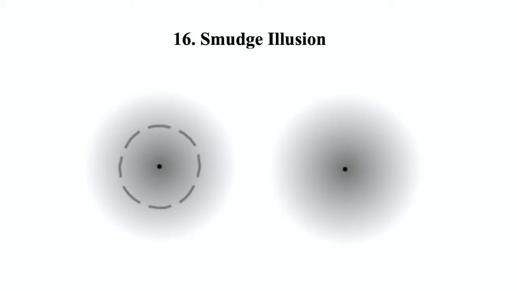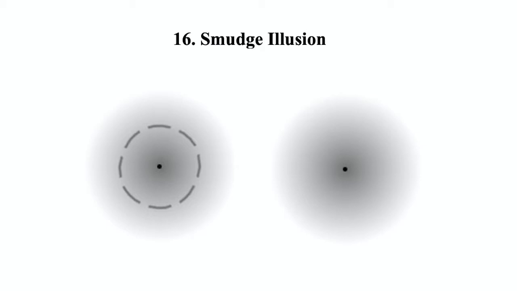So one of the simplest is called a smudge illusion. Take a look at the circle on the right, and you'll notice there's a black dot in the middle, and then it smudges out, fades out away from that. If you stare at the central black dot without letting the eyes move, eventually you'll notice that the smudge disappears and it's a black dot on a white background. As soon as you move the eyes, you'll notice the smudge reappears.